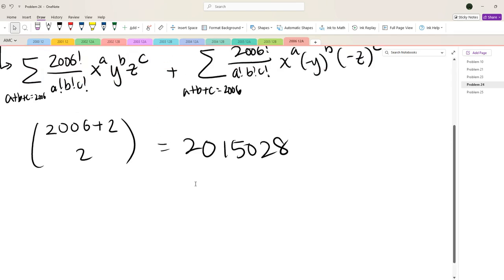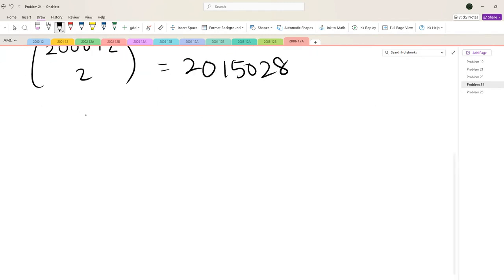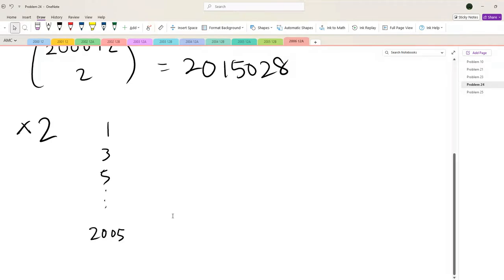And now we want to find how many terms cancel out. So in order for the terms to cancel out, either b is odd or c is odd. So let's first do the cases where b is odd and then multiply by 2 to account for when c is odd. So b could be 1, 3, 5, etc., all the way up to 2005.